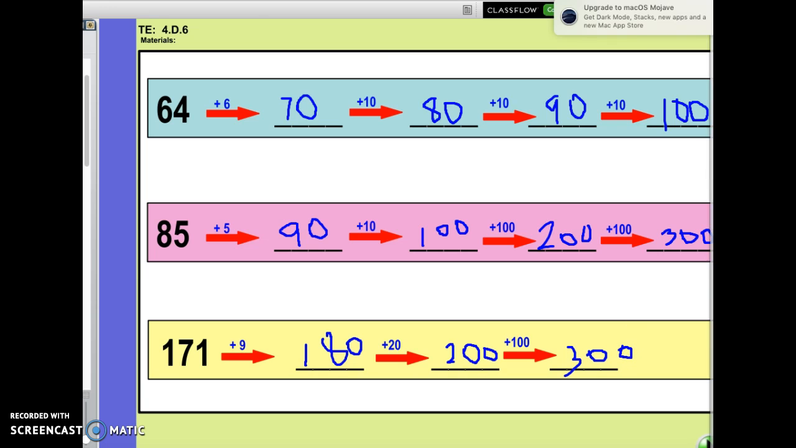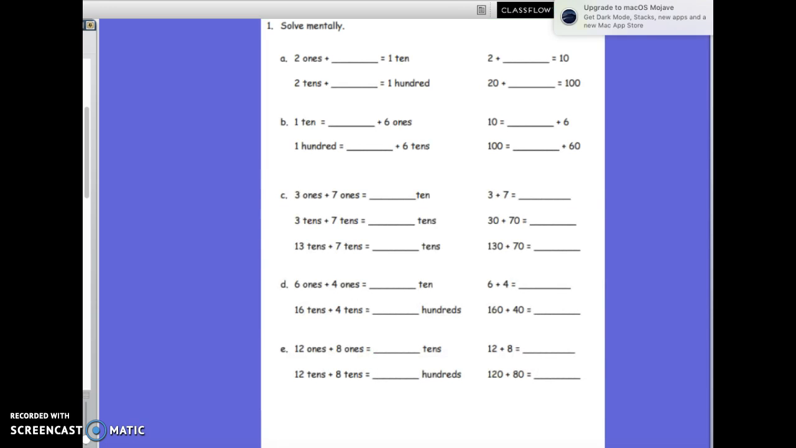All right, so this is what your problem set's going to look like, and we're going to just do a couple together, and then you're going to do them on your own when it's time to do these. So here we go. We have 2 ones plus something equals 110. Now, what exactly are they trying to ask you? They're basically saying 2 plus what equals 10.